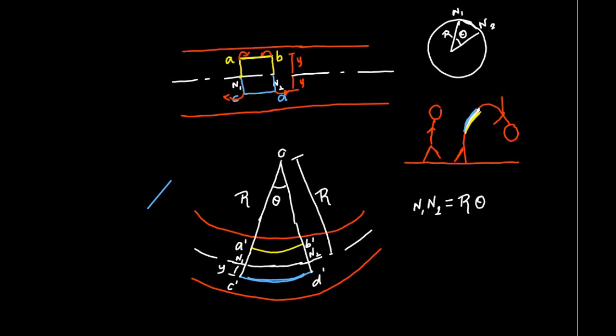Now the point here is, initially the length AB is also equal to N1, N2, and it is also equal to CD. So we can now say N1, N2 is equal to r theta, but that is also equal to AB, and that is also equal to CD. We will keep this equation because it is going to help us do this mathematics.